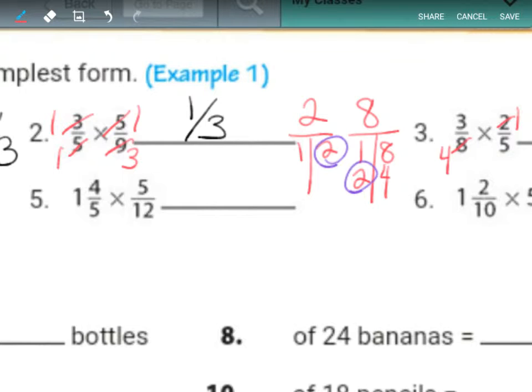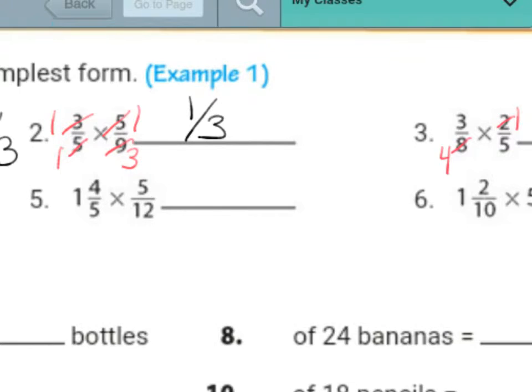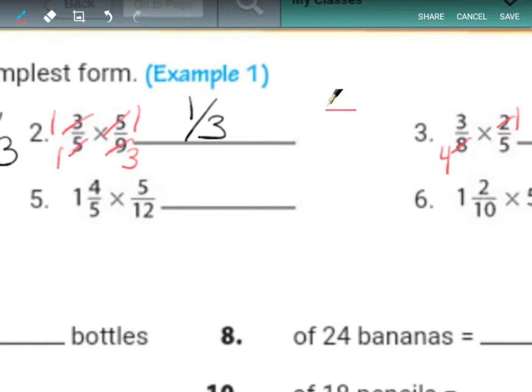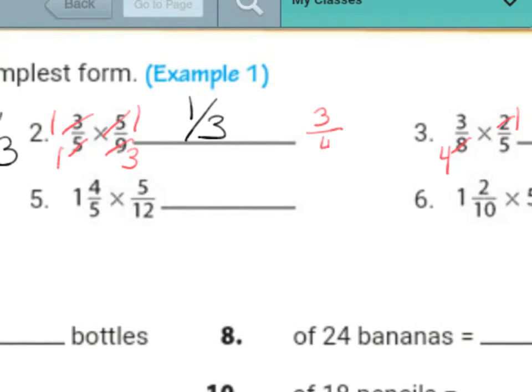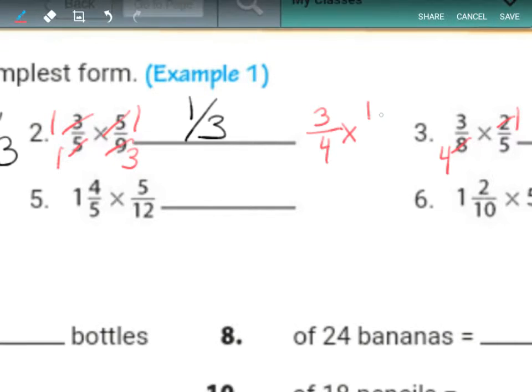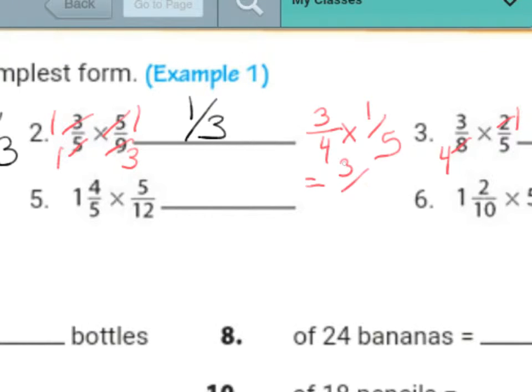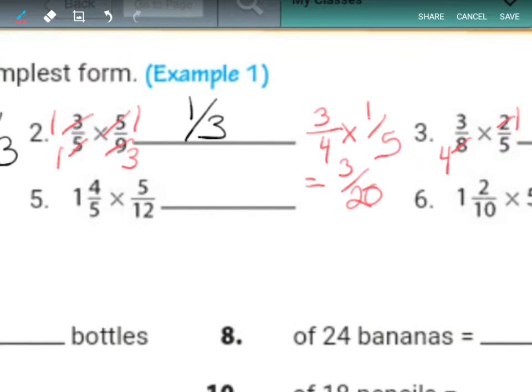Now from here, we've got a couple of new fractions. Again, I'll go ahead and rewrite this all over here. I really have now 3/4 times 1/5. And what I should get here is 3 times 1 would give me 3, and 4 times 5 would have given me 20. And then I'd be done.